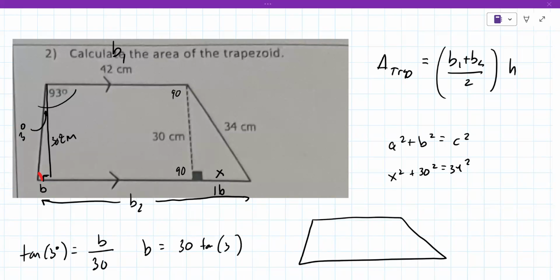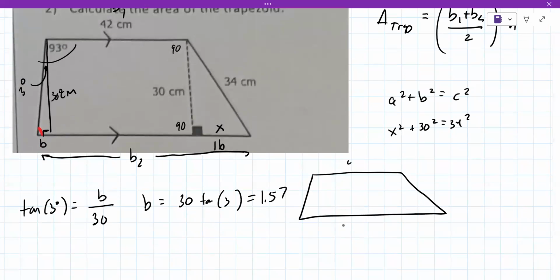It's not very big, but go to 2 decimal places for that. 1.57. Okay. And now we finally have it. So the top is 42. The bottom is the 42 plus the 1.57 plus the 16. Now you've got your B1 and your B2, and your height is 30. And now you can use the trapezoid formula to determine the area there. Okay, so go ahead and do that. I'm going to do the same.